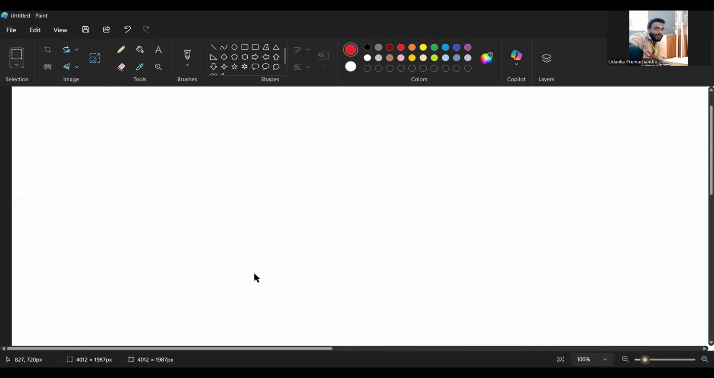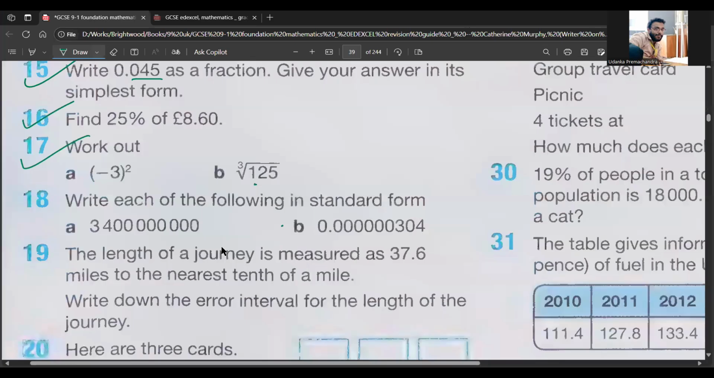Okay, let's move. This one is easy. Today's part test. Just write down quickly. You have to write with the standard form.